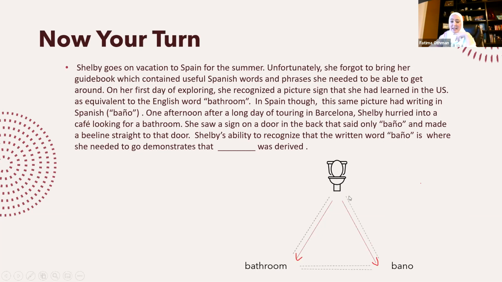When she went to Spain and she saw a different word underneath the symbol for bathroom right here, she was able to understand that the word baño is also equal to bathroom. When she learned these things, then she was able to derive this. When she saw the word baño on its own, she was able to understand that that equals bathroom. That is transitivity right there.